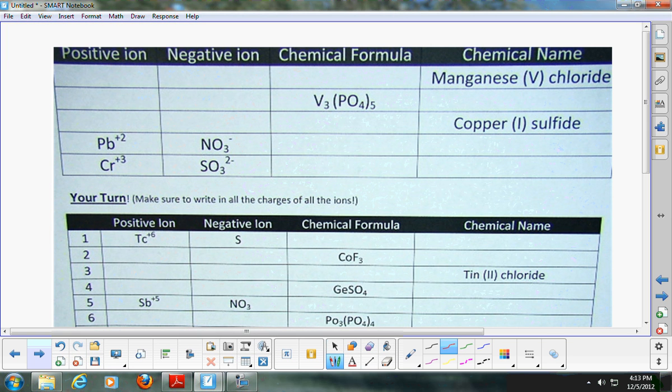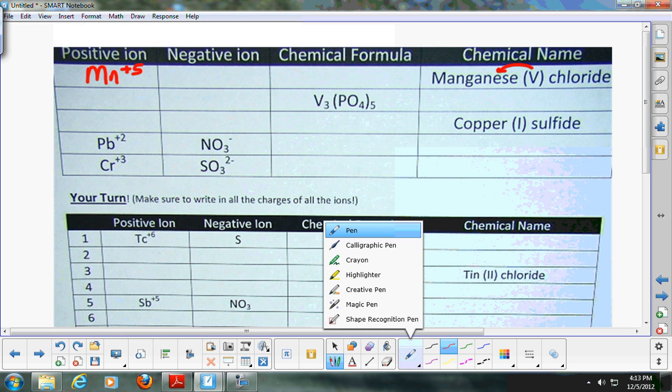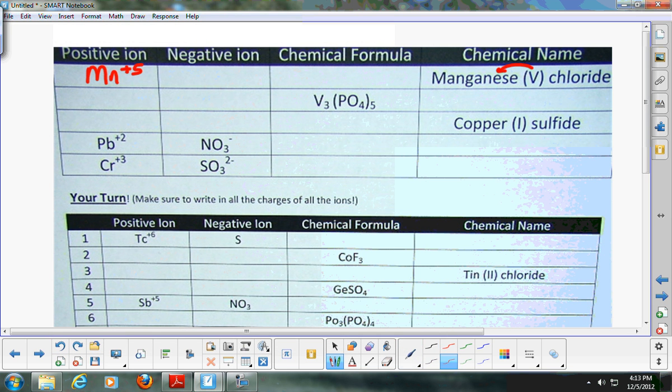We've got manganese 5. Remember, the 5 tells me the charge on the manganese. So over here on the left, I'm going to need the positive ion. I'm going to write Mn plus 5. All right, I'm going to change pens here so we get a thinner line. Okay. Chloride is my negative ion. It's a Cl with a minus 1 charge.